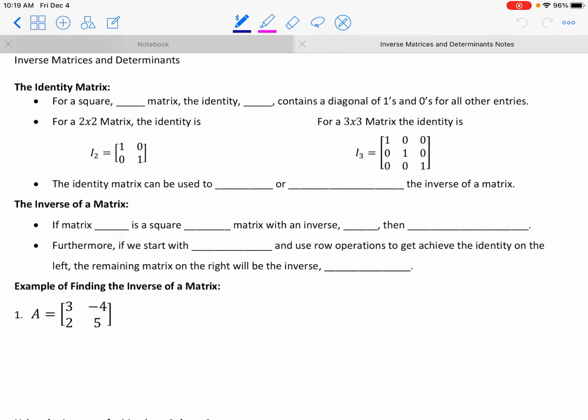Hello and welcome to our lesson on inverse matrices and determinants. Basically what we're going to be doing is combining the concept of matrices with two more, let's say, obscure ways to solve systems.